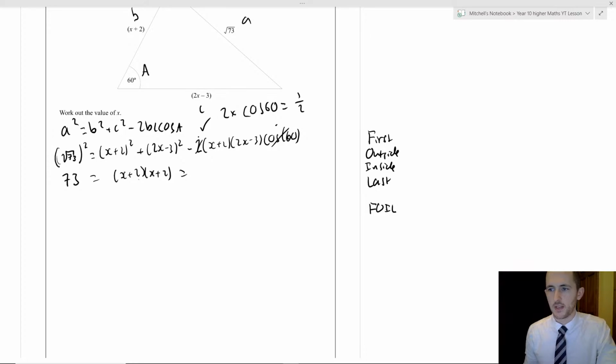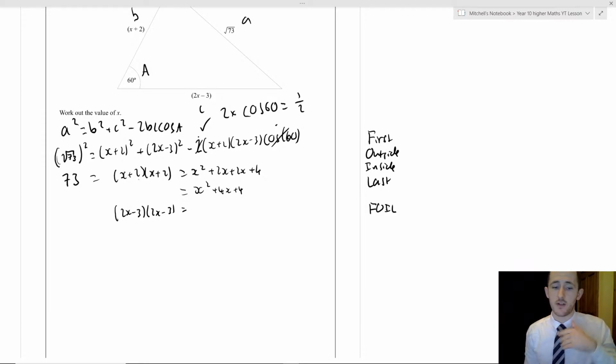Good. So if we look at the first two terms, x times x gives me x squared. The outside terms is 2x plus 2x plus 4, right? Outside, inside, last. So we have x squared plus 4x plus 4. So what I'm going to do is work out all of these. Yeah, perfect. Well done, Evie. Nice. I'm going to work out all of these individual brackets and then just sub the whole thing in again. So 2x minus 3.